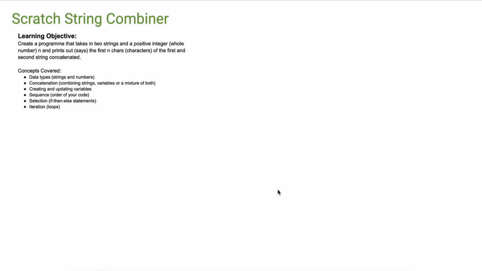We're gonna look at this thing called sequence. That's the order that you put your code in, super important. We're gonna look at selection. Those are if, then, else statements. And of course, we're gonna look at iteration. Those are loops. That helps to speed up our code and to sort of automate it so we don't have to do all the work. All right, so here's how this program is going to work.